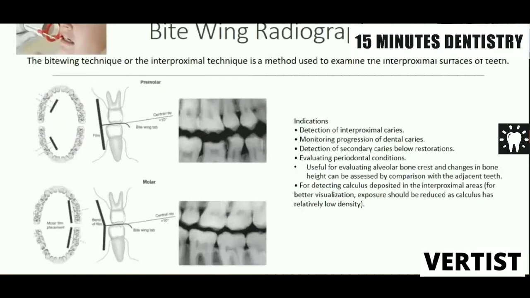Now, the Bitewing radiography. This is used to detect interproximal caries, monitor progression of caries, detect secondary caries, and evaluate periodontal conditions. It is mostly used in the posterior region for the premolars and the molar area. You have a film which has a Bitewing tag, or you have a Bitewing film holder. Patient bites on the tag and the central ray is directed at plus 10 degrees. Okay? Anterior Bitewings are also taken, but not very routinely.